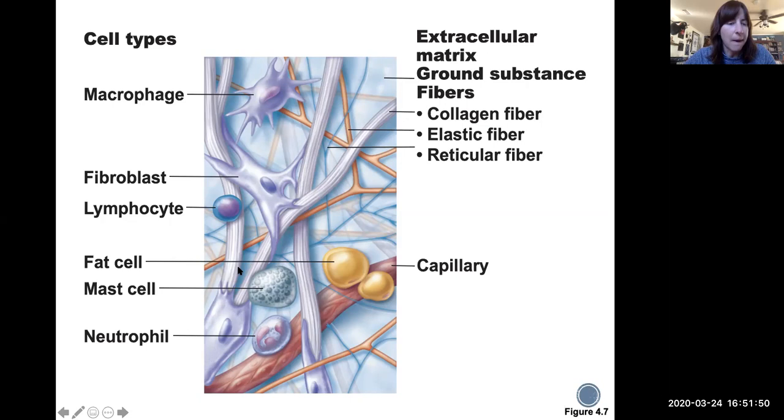We also have some fat cells, because again, adipose tissue is a connective tissue, and a capillary hanging out here, the wall of which is made up, again, of simple squamous epithelium.